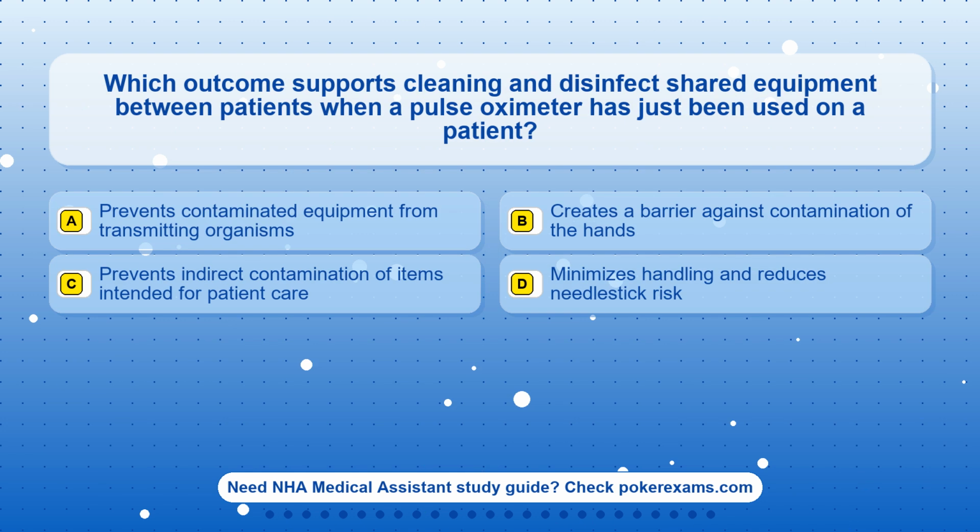Question 13. Which outcome supports cleaning and disinfecting shared equipment between patients when a pulse oximeter has just been used on a patient? Option A. Prevents contaminated equipment from transmitting organisms. Option B. Creates a barrier against contamination of the hands. Option C. Prevents indirect contamination of items intended for patient care. Option D. Minimizes handling and reduces needle stick risk.